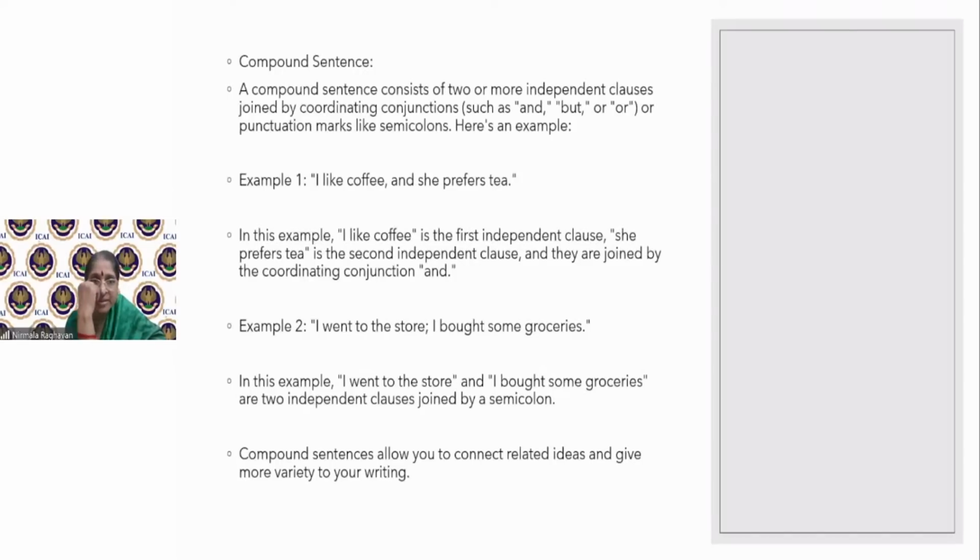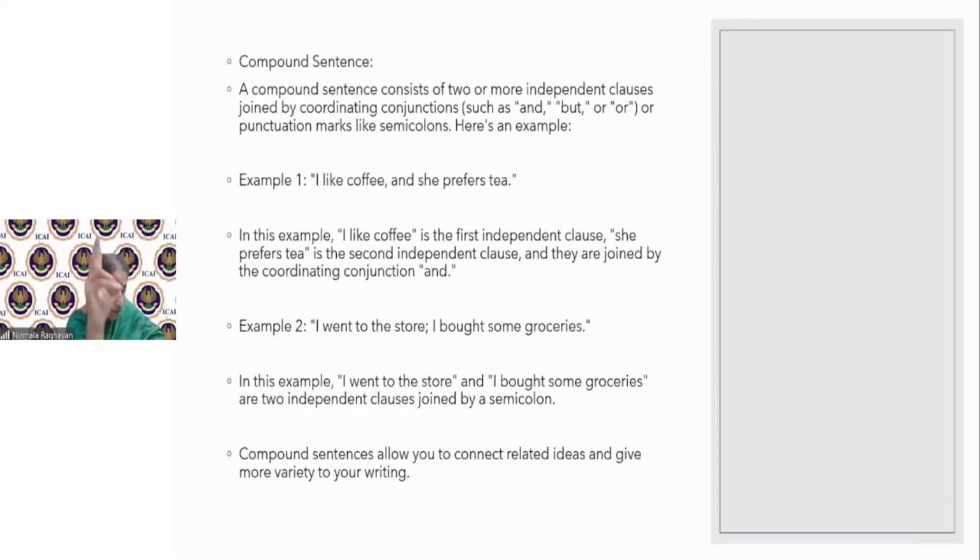Now look at this compound sentence. A compound sentence consists of two or more independent clauses joined by conjunctions, such as and, but, or. Punctuation like semicolons can also be joiners. Here is an example. I like coffee and she prefers tea. I like coffee, I can say separately. She prefers tea, again, is a main clause. And is put in the middle. That's a conjunction that can join two sentences. Therefore, it is a compound sentence.